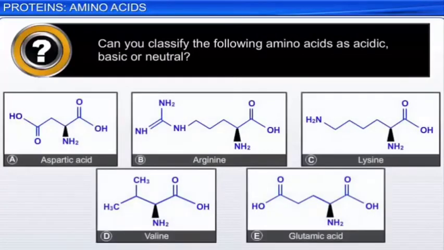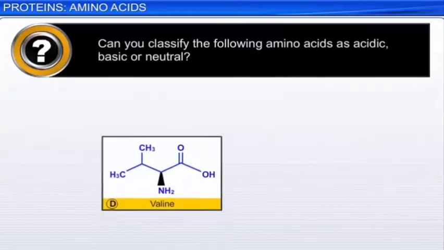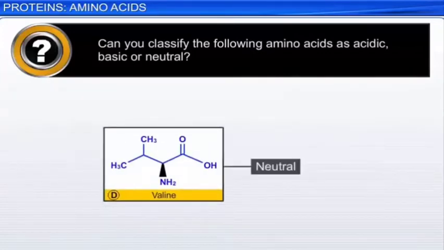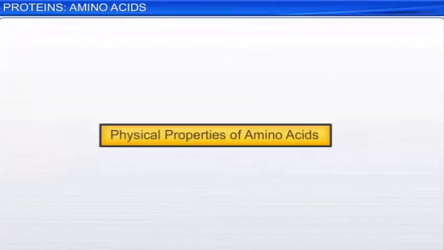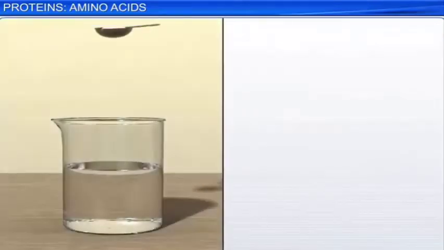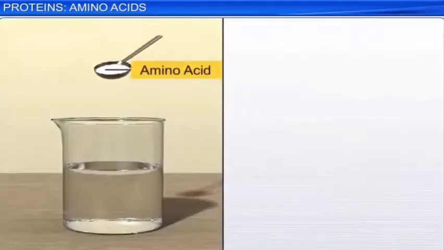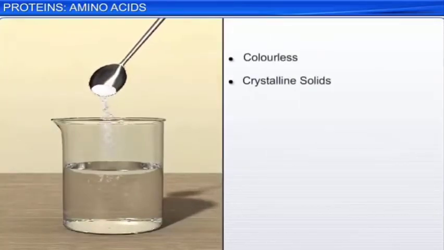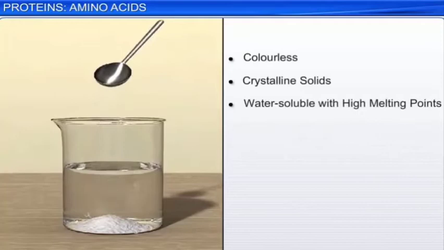Molecule D, the amino acid valine, is neutral. It has 1 amino group and 1 carboxylic group. Let us now study the physical properties of amino acids. In general, amino acids in their pure states are colorless, crystalline solids. They are water-soluble with high melting points.